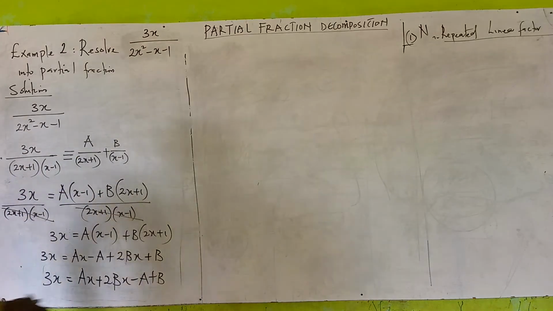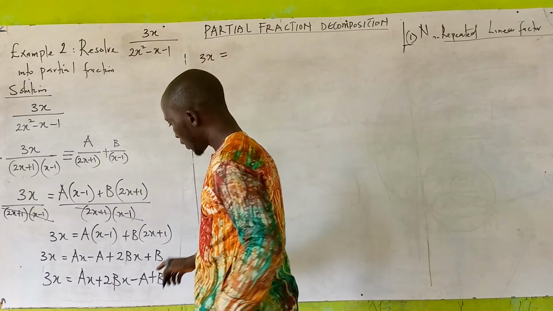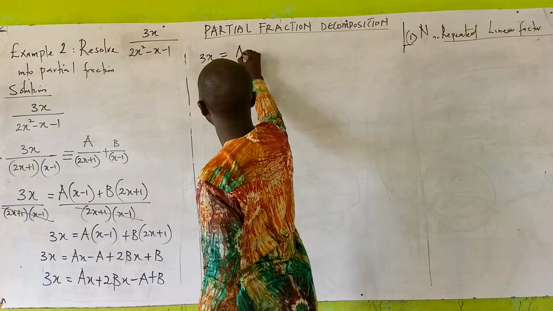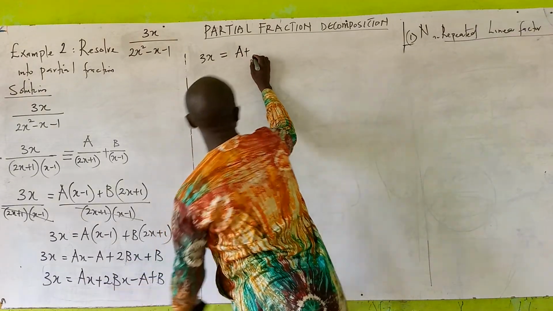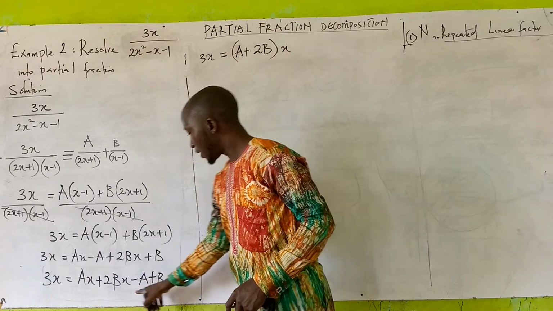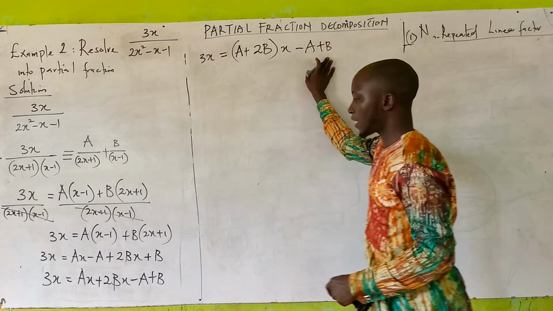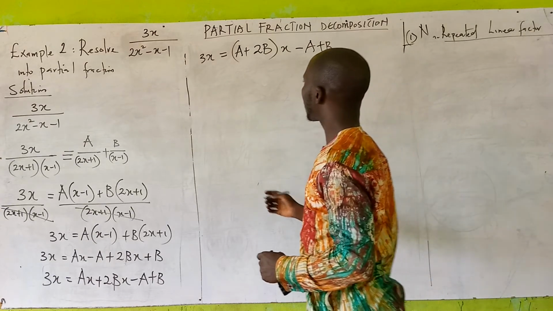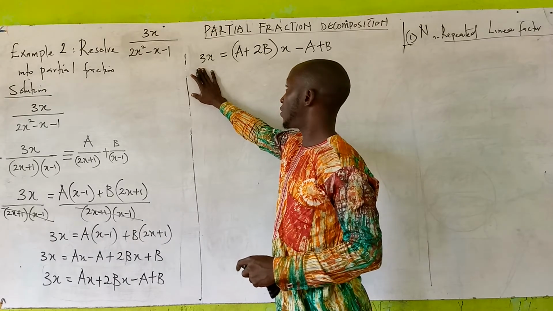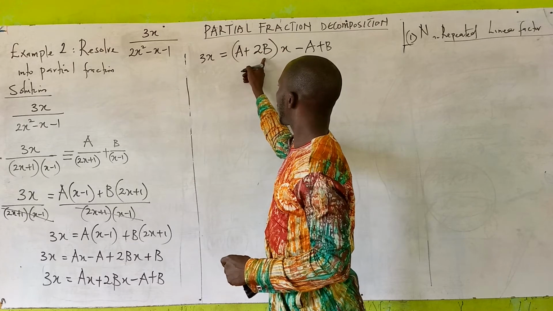We try to connect them together. Now, from that point, we have 3x equals to, if I factorize x here, a plus 2b into bracket x. I've already factorized x. Then we have minus a plus b, which are the constants. Now, from this point, we are going to compare this side of the equation to this side of the equation. Here we have a plus 2b, isn't it?